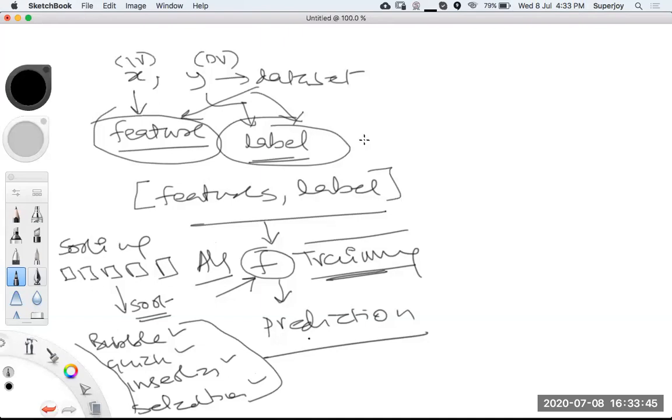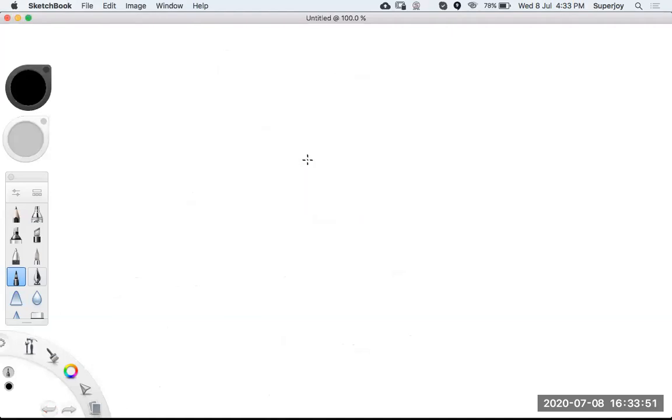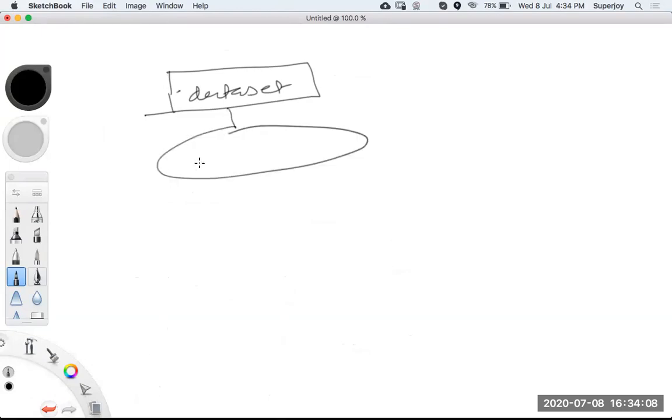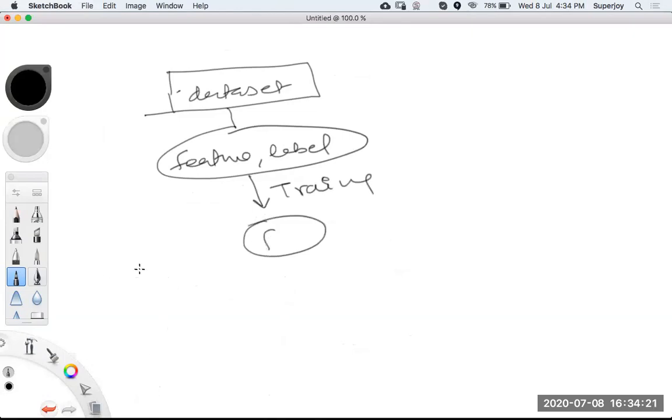Let's understand one more time so everything would be clear to you guys after that, right? So what I said, guys, you have a data set. Okay, you have a data set. In that data set, what exactly you have? Basically you have features and you have label. Once that is there, guys, you can find out the mapping function. So you are doing training here, and what you find out is the mapping function.